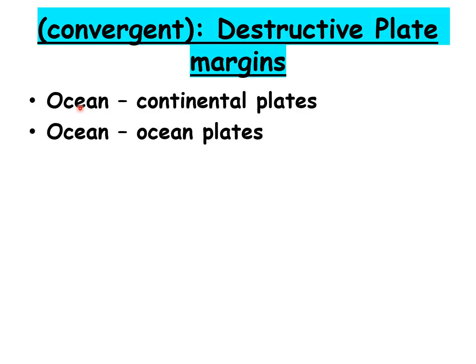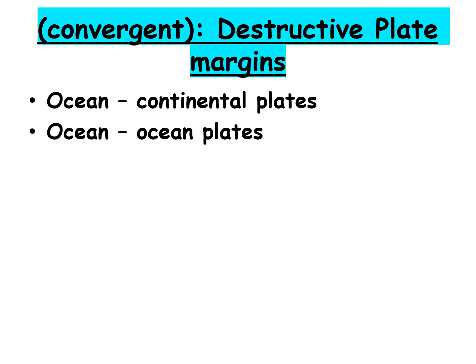So the two sorts: ocean going beneath continental, and a denser ocean going under another less dense ocean plate. And going back to some of your fundamentals here, remember the general rule is ocean plate is denser, albeit thinner, than continental plate, and where the two meet and push together, the dense one goes beneath the continental plate.